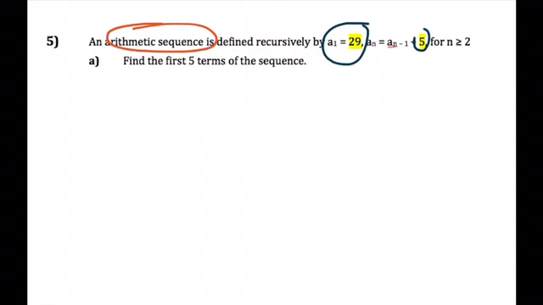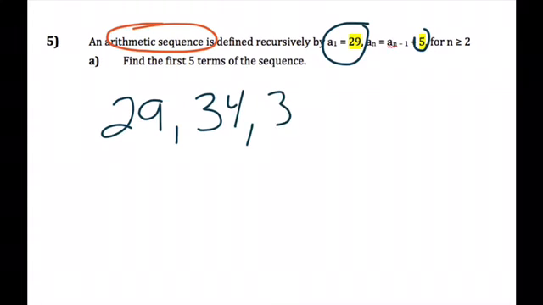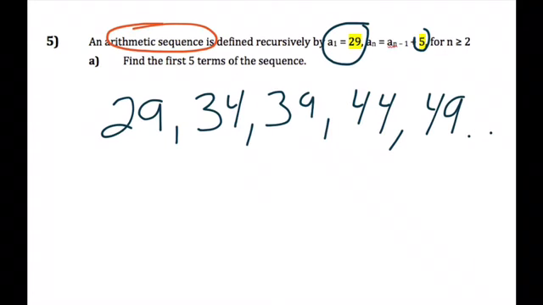So first of all, we want to find the first 5 terms in the sequence. Well, given the recursive formula, you already know the first term, and you also know that you're adding 5 every time. So our first term is 29, and then we add 5 to 29 to get our second term, which is 34. Then 34 plus 5 is 39. 39 plus 5 is 44. And then 44 plus 5 is 49. So those are the first 5 terms in the sequence.